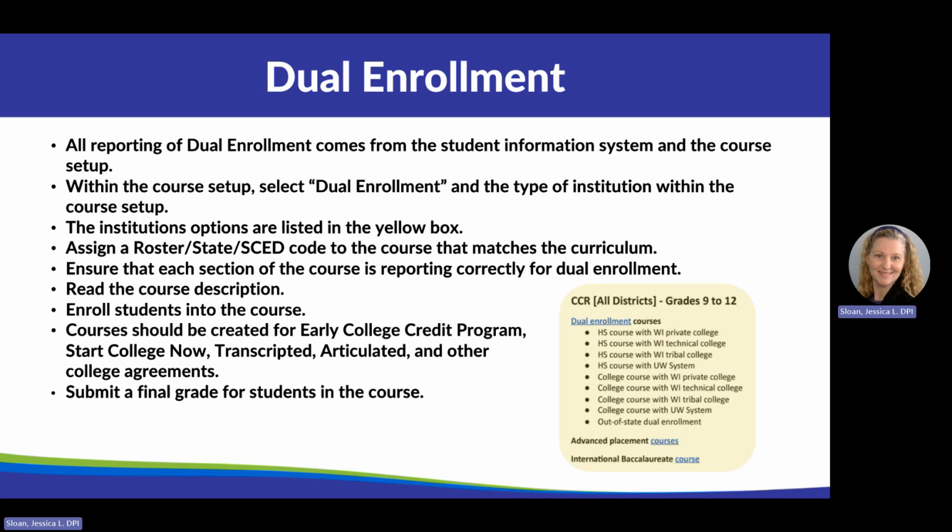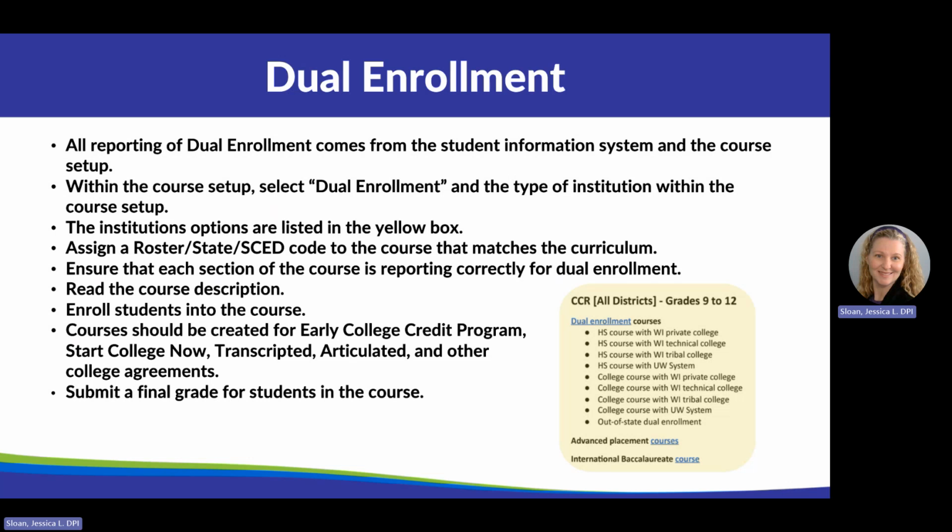Dual enrollment. Dual enrollment is collecting college courses with high school students enrolled. All reporting of dual enrollment comes from the high school student information system and course setup. Within the course setup, select dual enrollment and the type of institution that you are partnering with to offer the dual enrollment. That happens within the course setup, and here is a list right here.